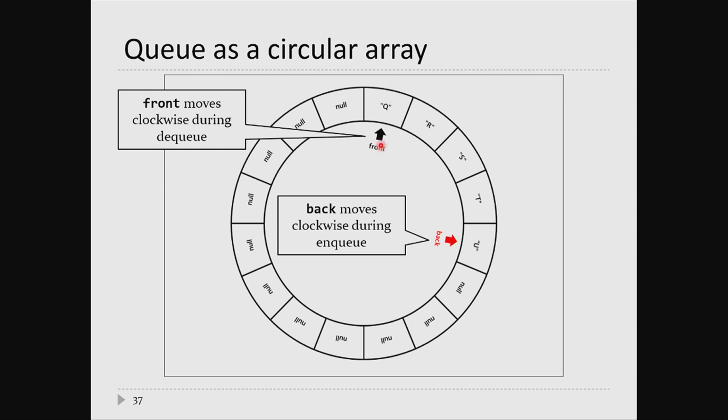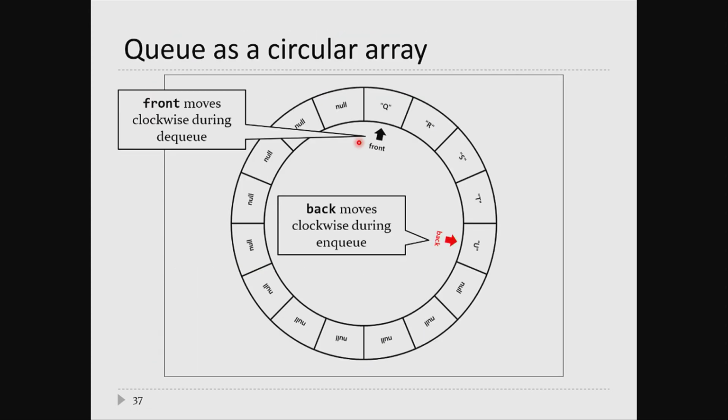So front is pointing to Q. Back is pointing to the U. When you enqueue elements, you just enqueue in this direction. So we set that value, back moves this way. We add another value, it moves this way. So back always moves clockwise. When you dequeue, Q comes out, and then front moves clockwise. So front and back are just these 2 pointers that are moving clockwise in this array. And so that's another common picture of a queue, of a fixed size queue, anyway.